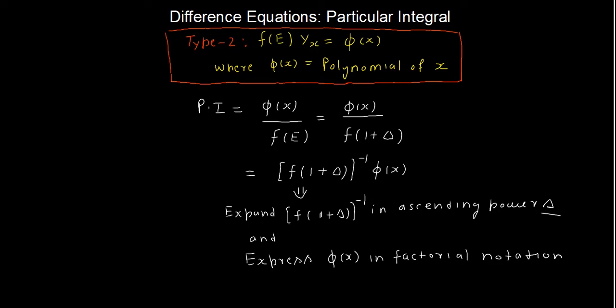So what is the summary of this? This type of integral means how we find a particular integral. If phi(x) is a polynomial of x, we write E in terms of the forward difference operator, expand f(1 + delta) whole inverse in ascending powers of delta, express phi(x) in factorial notation, then operate the polynomial over f(1 + delta) inverse, and we are able to find the particular integral. Now let us take one example based on this type of particular integral.